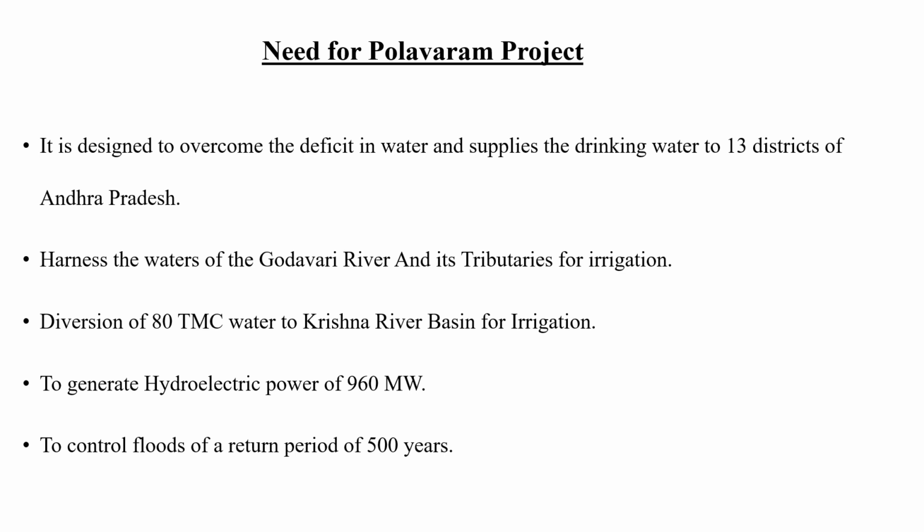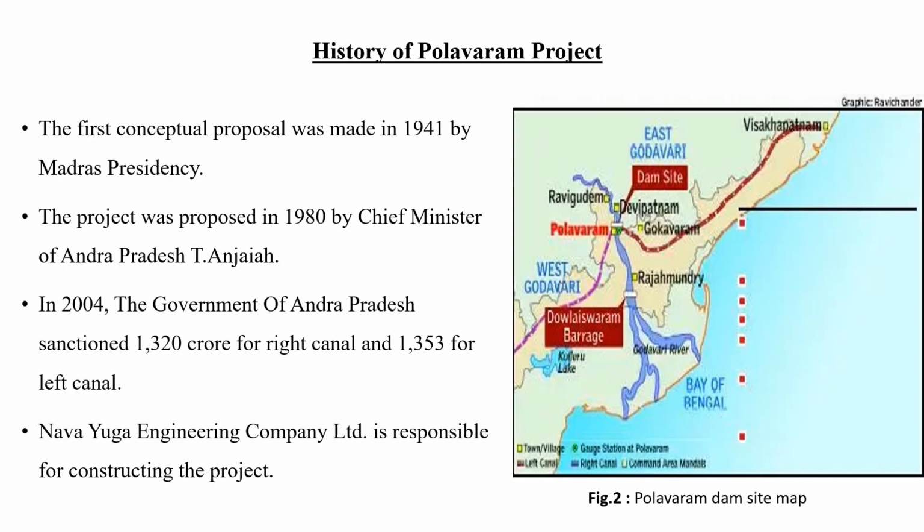It is designed to overcome the deficit in water and supply drinking water to 13 districts of Andhra Pradesh, harness the waters of the Godavari River and its tributaries for irrigation, divert 80,000 million cubic feet of water to Krishna River basin for irrigation, generate hydroelectric power of 960 megawatt, and control floods of a return period of 500 years. Now, what is the history of Polavaram project?